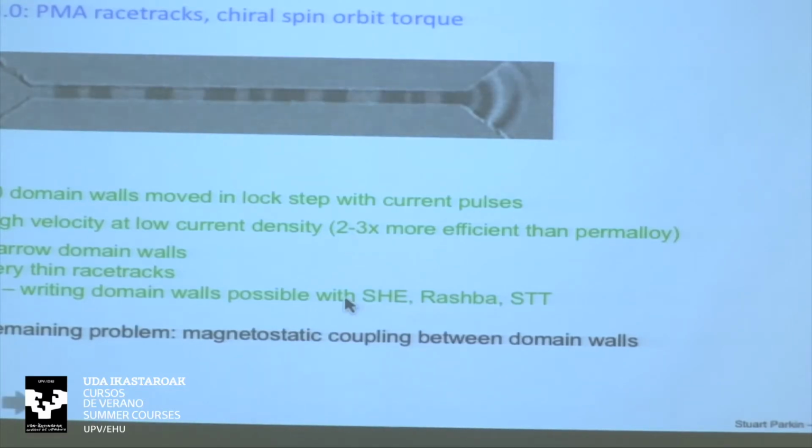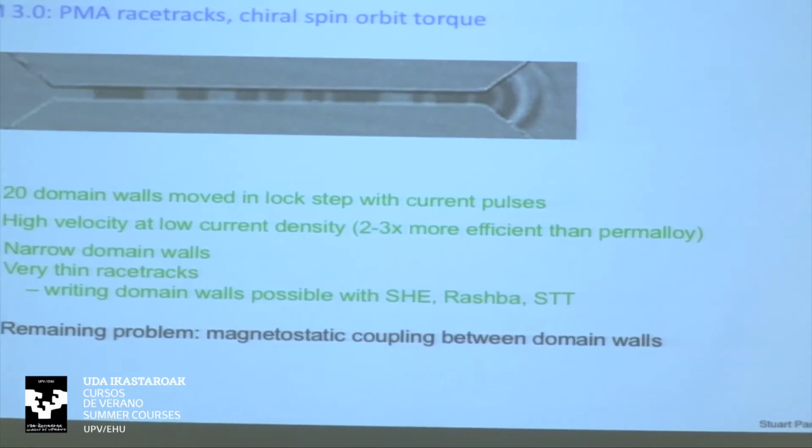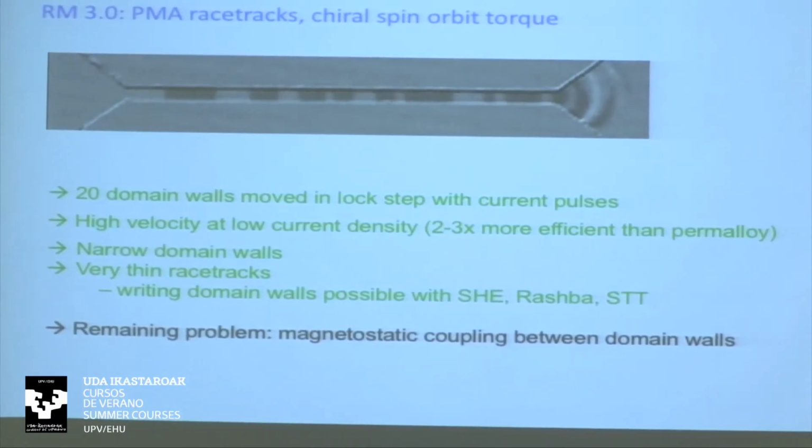And so if you like, what we have here then is these domain walls moving at up to about 300 meters per second in this way, and here are 20 domain walls moving at this relatively high speed in the direction of current flow, with an efficiency several times higher than in these soft materials. Moreover, the domain walls now are just a few nanometers wide, and the racetracks themselves are just a nanometer thick.